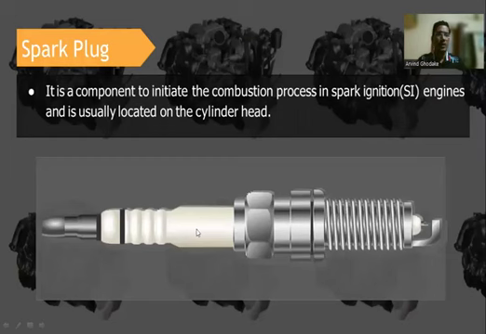Next device is the spark plug. It is the component to initiate the combustion process in spark ignition engines, that is in SI engines, and is usually located on the cylinder head. So this is the spark plug device, which is used for the initiation of the combustion process in a spark ignition engine, that is nothing but a petrol engine or gasoline engine. The spark plug is used to ignite the fuel. So it is usually located on the cylinder head.